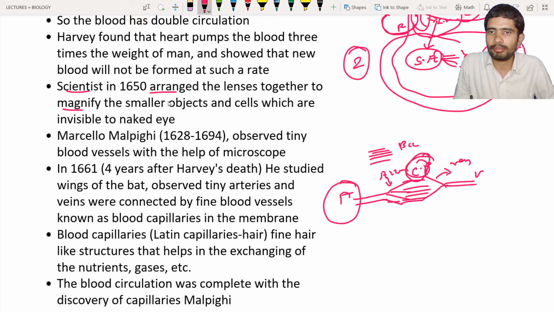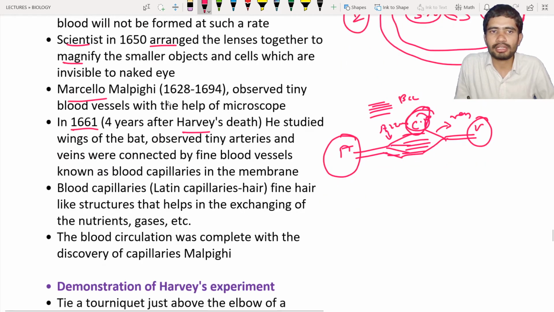Okay, so they were interested to study these blood capillaries. So they used a microscope, arranging the lenses. In the year 1661, after Harvey's death, Marcello Malpighi studied the blood capillaries in the wings of the bat. The bat's wings are not made up of feathers; they are made up of a patagium. The patagium has a blood supply. The arteries will turn into blood capillaries, and again the blood capillaries will turn into veins. So Marcello Malpighi observed these blood capillaries under the microscope, and he gave the name blood capillaries.